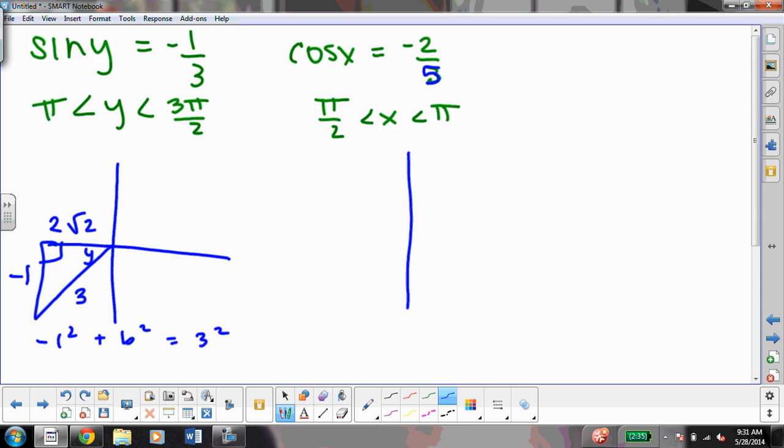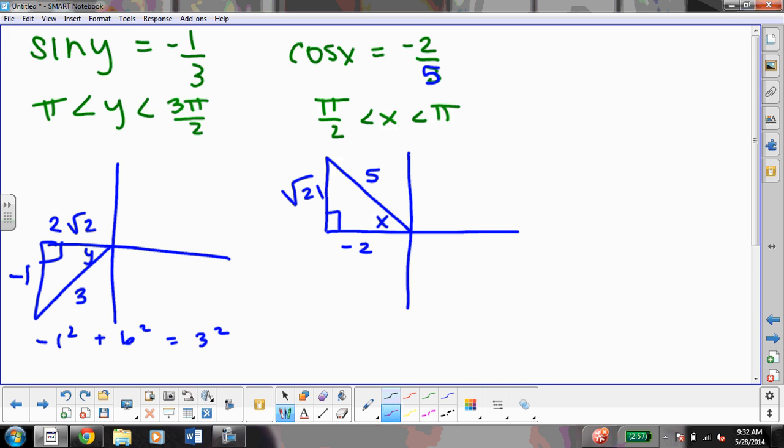And for my second picture, I know that the cosine of x is negative 2/5, and I know that x lies in between pi over 2 and pi, so x has to be in the second quadrant. Since the cosine is negative 2/5, the adjacent side is negative 2, and the opposite side is 5. When I do the Pythagorean theorem, this third side ends up being square root of 21. By knowing these two triangles, now I can apply my rules.